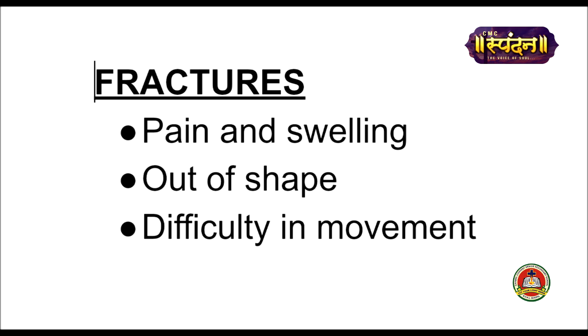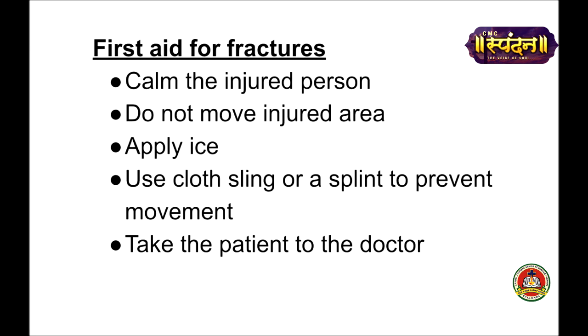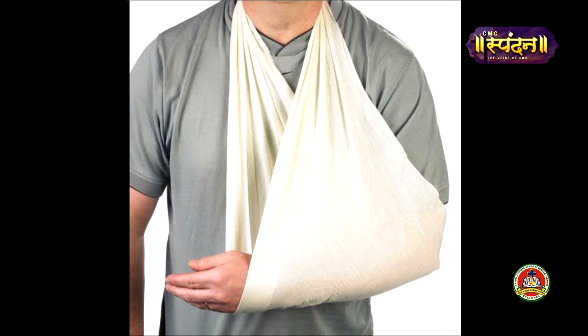So what first aid can be given in this case? The first one is calm the injured person. Do not panic. Then don't move the injured person or the injured area. Then apply ice so that the swelling can be reduced. Use a cloth sling or a splint to prevent the movement. Then take the patient to the doctor. And in this picture you can see a cloth sling is being used to support the arm where the fracture has taken place.